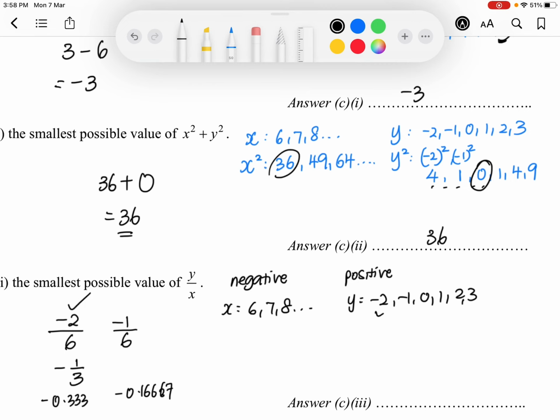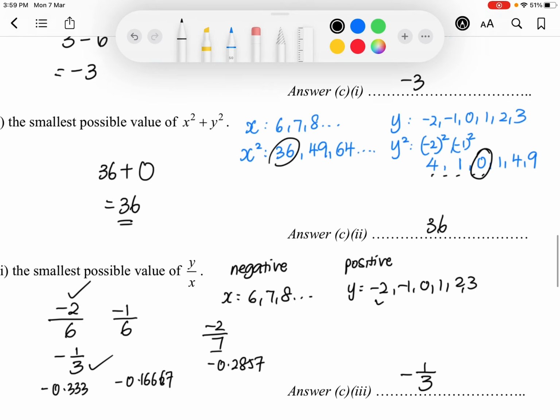What about if I were to choose negative 2 divided by 7 instead? Maybe I choose the larger number, negative 2 over 7. What will I get? I'll get the number negative 0.2857. So you compare negative 2 over 6 and negative 2 over 7. This is still the smaller number. Smallest possible value will hence be negative 1 over 3.